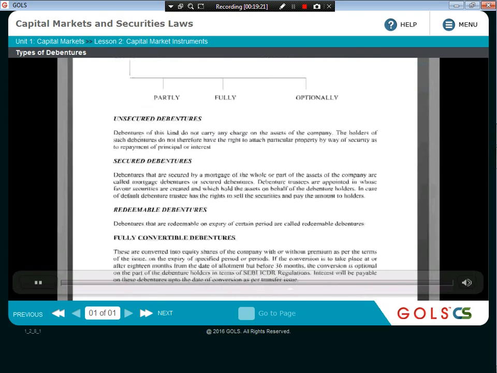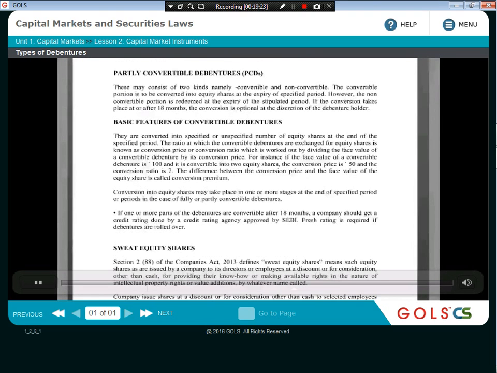Basic features of convertible debentures. What it basically means is that convertible debentures are converted into a specified or unspecified number of equity shares at the end of a specific period. The ratio in which they are converted is called the conversion price or the conversion ratio. That ratio can be anything. I have just given an example. For example, the face value is 100, convertible to 2 equity shares, and the conversion price is 50, then the ratio is 2. So for one debenture, you will get 2 equity shares. The 1:2 is the ratio. That kind of ratios are calculated.